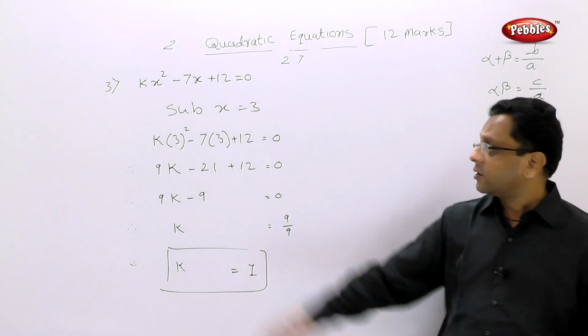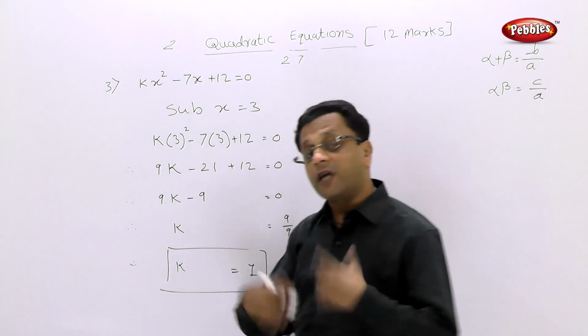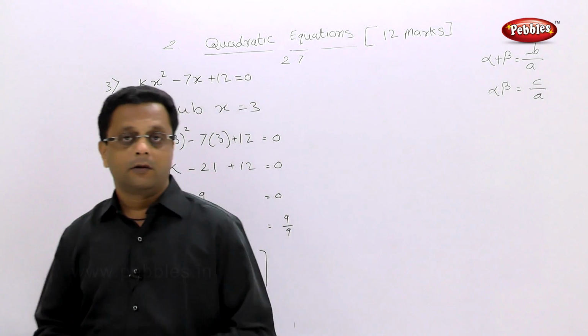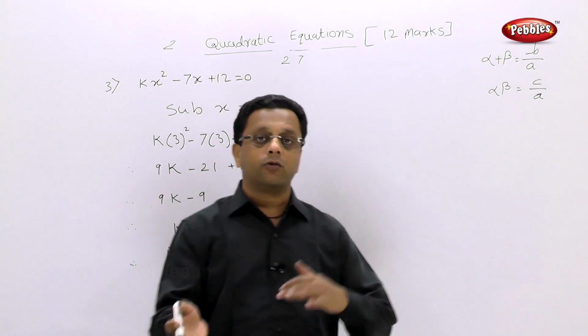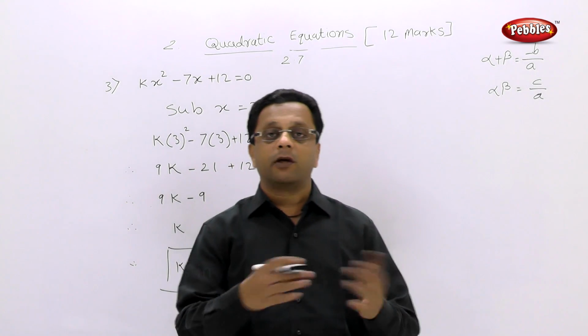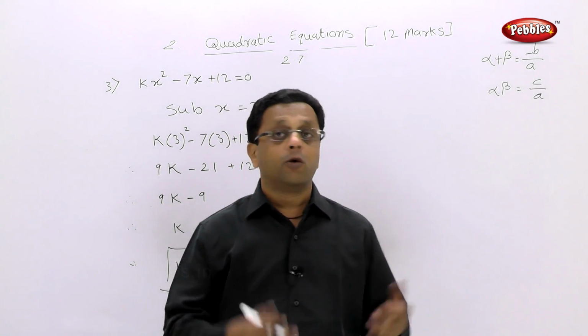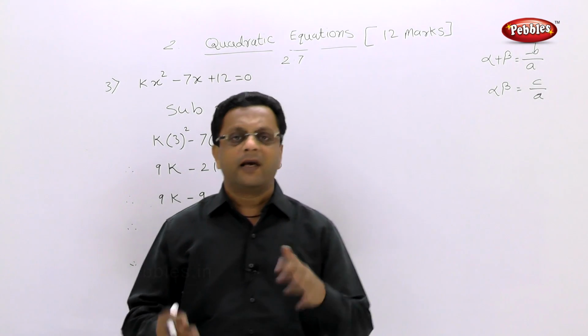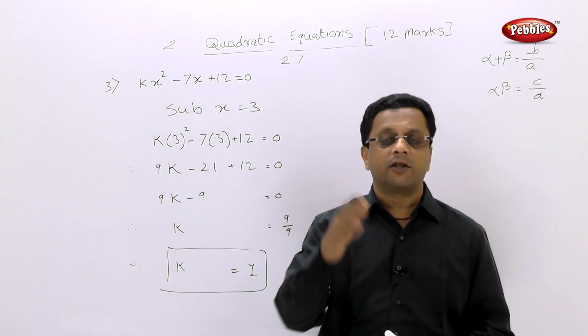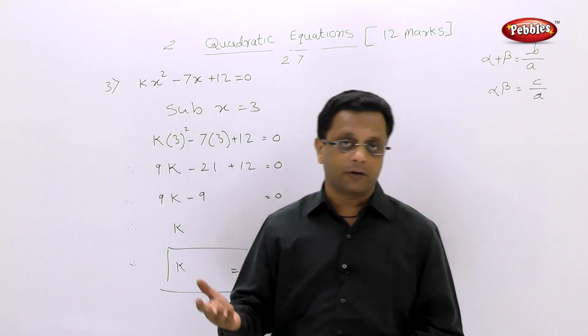If one root is directly given, there is no condition like both the roots are in a multiple of each other, like one root is 4 times the other, or both the roots are in the ratio 2:5. At that time you have to find out alpha plus beta and so on.